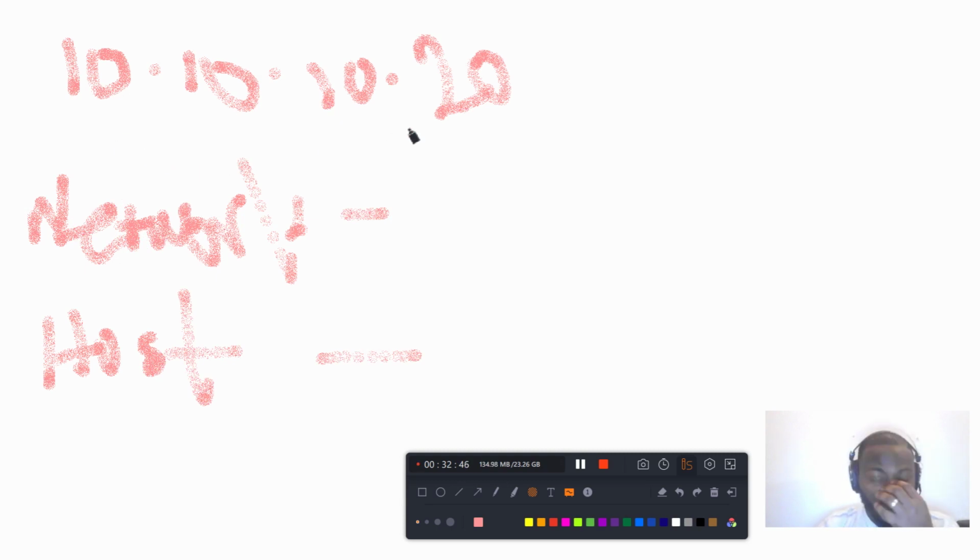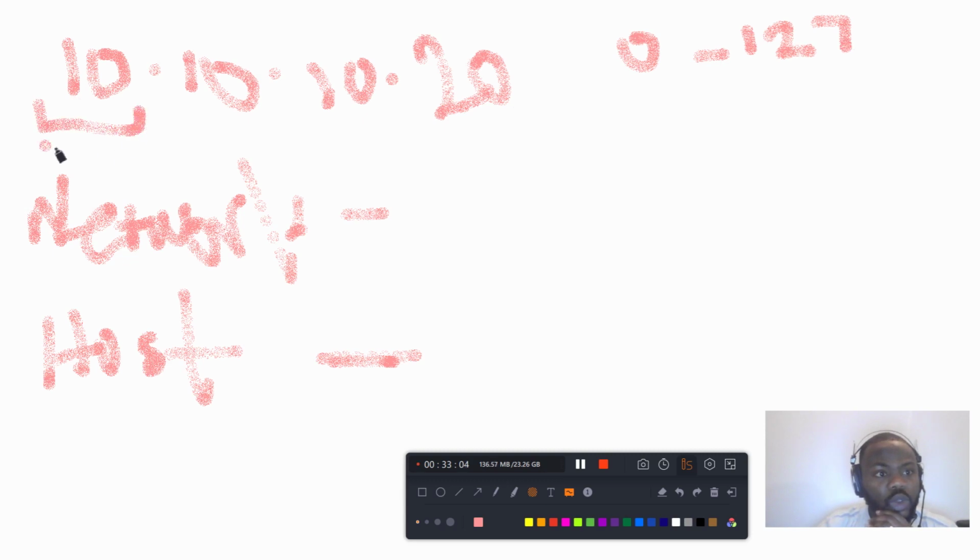So let's say for this, we don't have any subnet mask for now. If you look at this, it falls within the range of 0 to 127 that I said to you. Remember? So this is a class A address. If this is a class A address, that means this one here is 255. And when you see 255, it means that is the network address. So 10 is the network address.